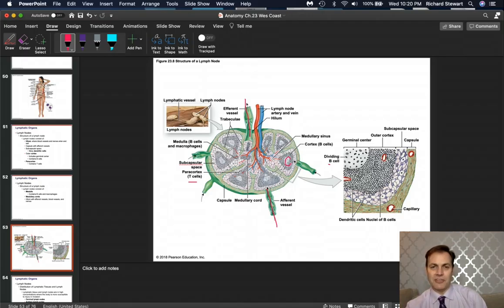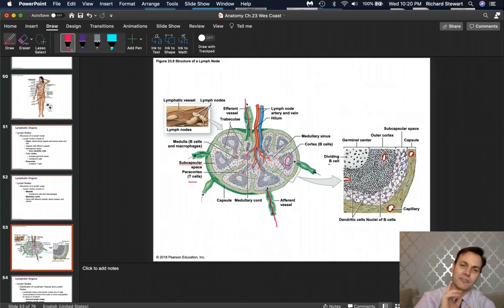Now, this is where we have all the action, where we have the T cells and B cells. They start to recognize things, and we have an immune response. So when that happens, the lymph nodes can swell up. That's why when you have a cold, you can get swelling in some of your lymph nodes. Your sublingual lymph node for mumps.